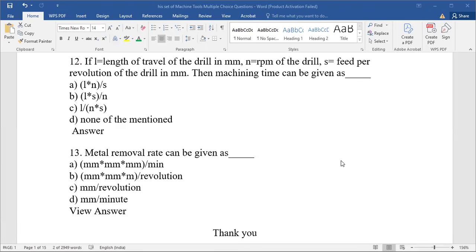1 into N into S divided by S, 1 into S divided by N, 1 divided by N into S, none of the mentioned. Metal removal rate can be given as mm into mm into mm per minute, mm into mm into mm per revolution, mm per revolution, mm per minute.